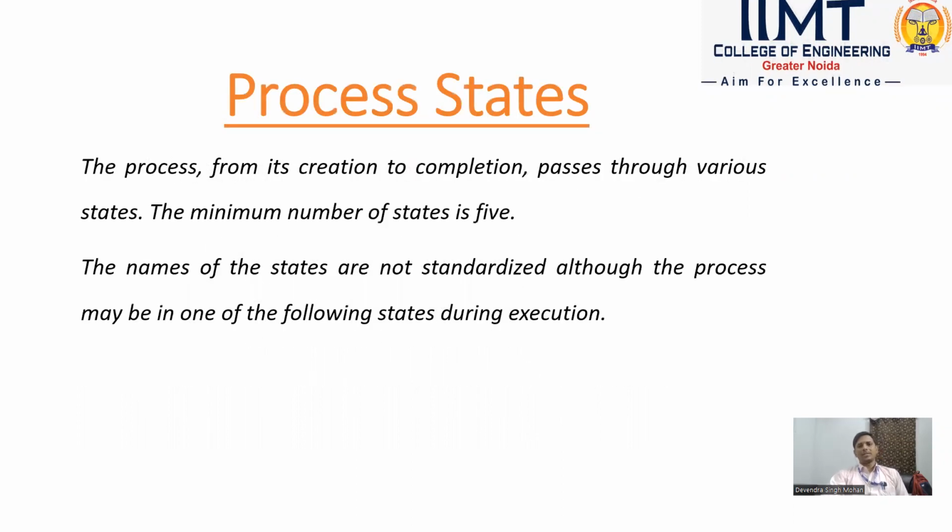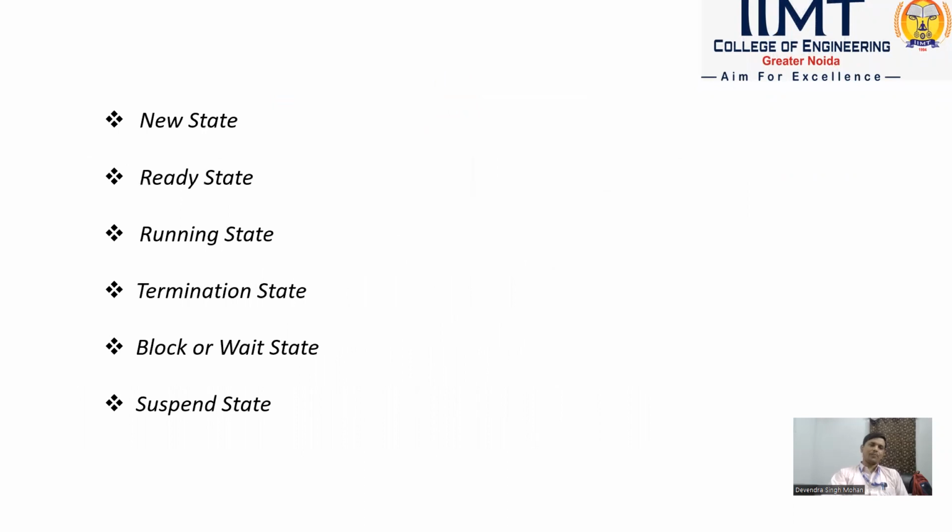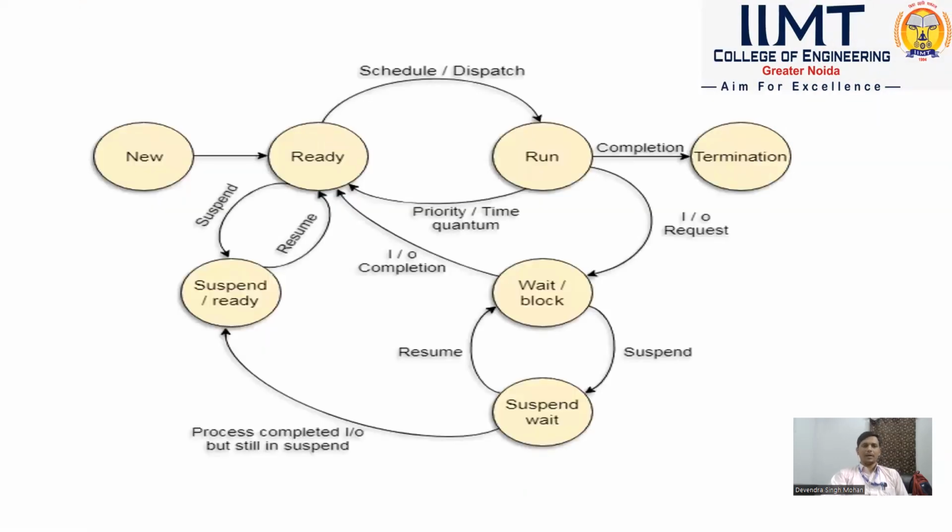Actually, what are the process states? From the time a program is created through its completion, it passes through various states. The states are new state, ready state, running state, termination state, block or wait state, and suspend state. This is the transition diagram of process states.